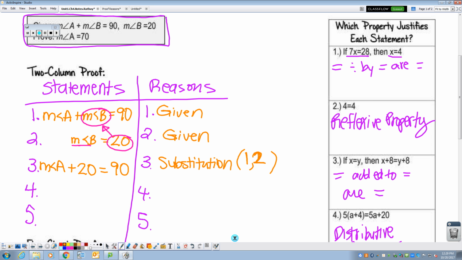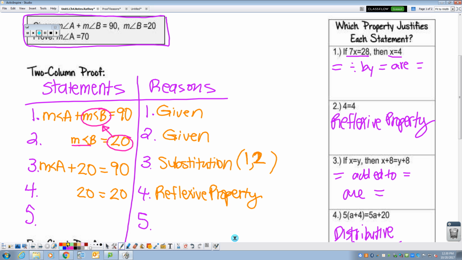Next, I need to get that 20 off of the left. And to do that, we're going to write that 20 is equal to 20. And I know 20 equals itself by the reflexive property. Reflexive property is kind of a standalone statement. I don't need anything else to tell me that 20 is 20. I just know 20 is equal to 20. So there is no reference. Reflexive property will never have a reference after it.